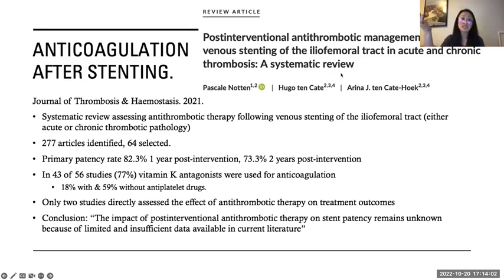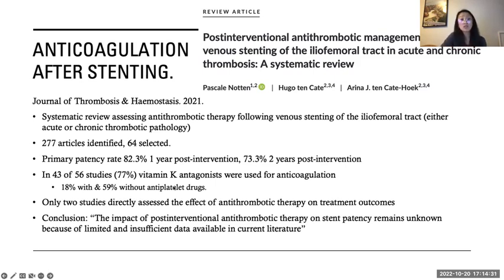They looked at 207, basically 64 articles. The primary patency rate was 82.3% at 1 year post-intervention and 73.3% at 2 years post-intervention. Most studies used vitamin K antagonists for anticoagulation, 18% with antiplatelets, 59% without antiplatelets, and this was not specified for the other percentage.